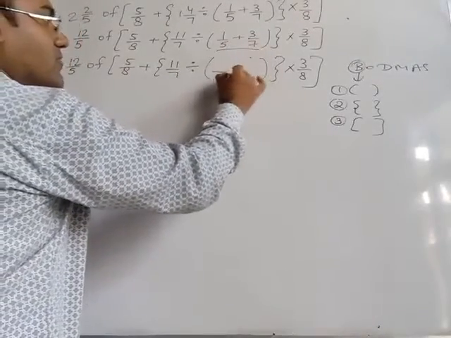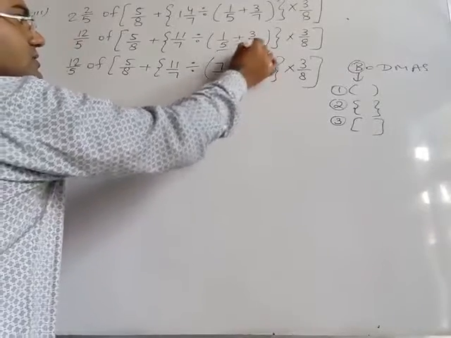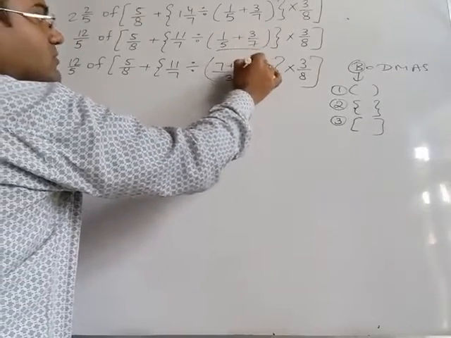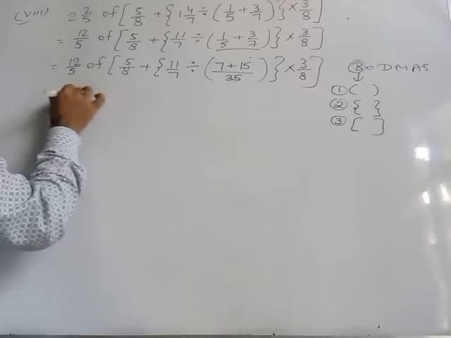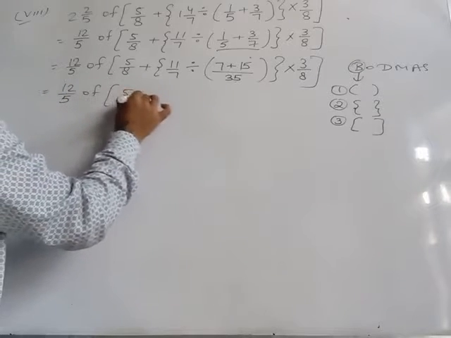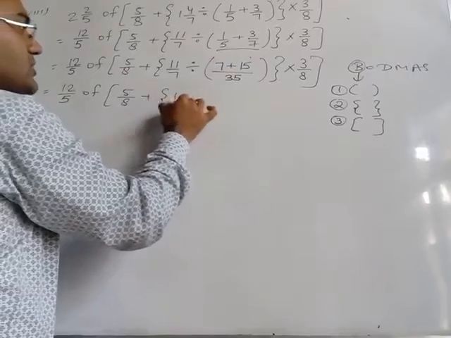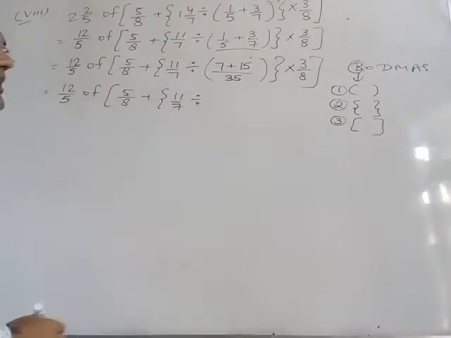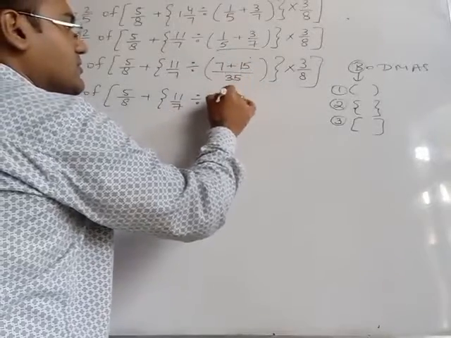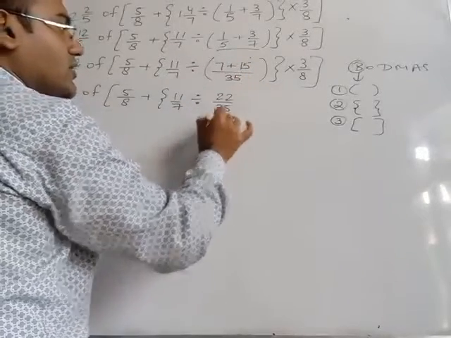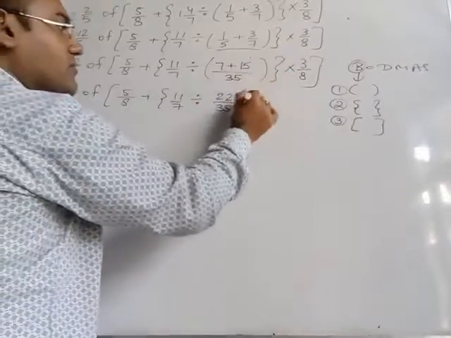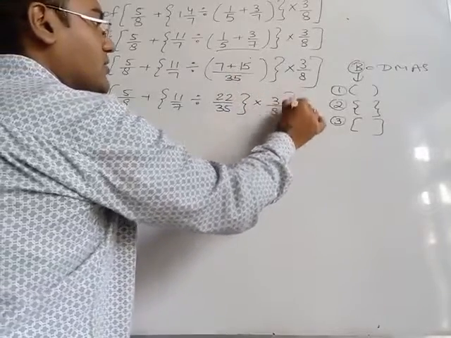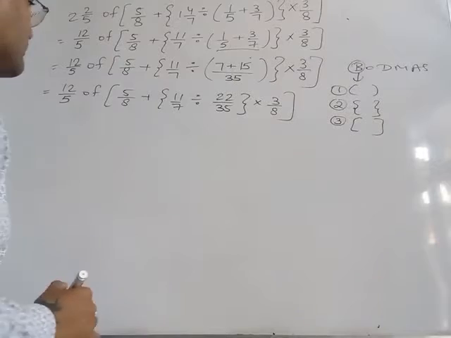First of all we have to solve this small bracket. 7 and 5, LCM will be 35. 5 7s are 35, 7 5s are 35, 5 into 3 will be 15. Now we will add them. Rest of the things we will write as it is. 12 upon 5 of 5 upon 8 plus 11 upon 7 divided by, on adding them we will get 15 plus 7, 22 upon 35. Small bracket is removed now because this addition we had done. Curly bracket, we will write multiply 3 upon 8. Curly bracket close. Now in the next step what we will do?